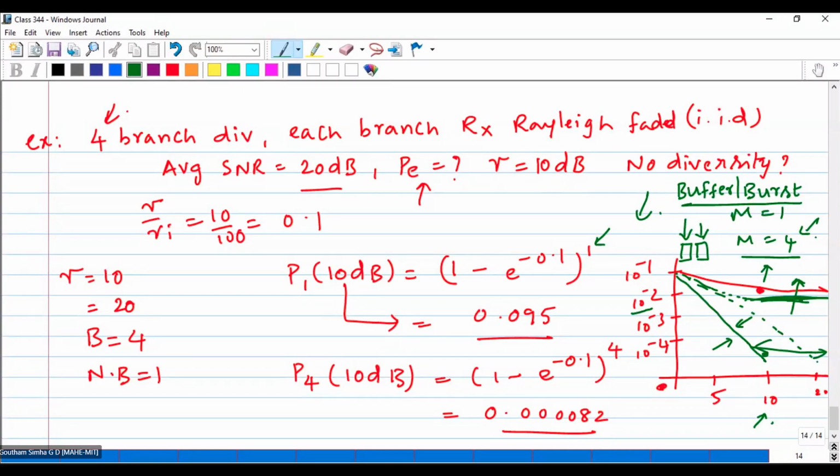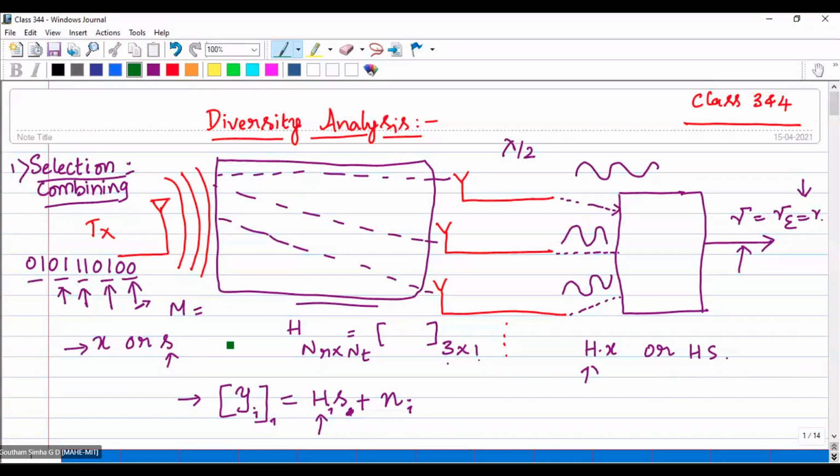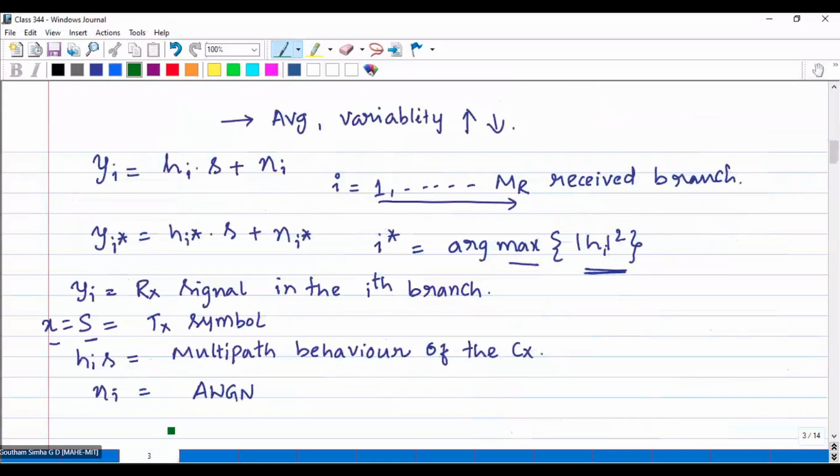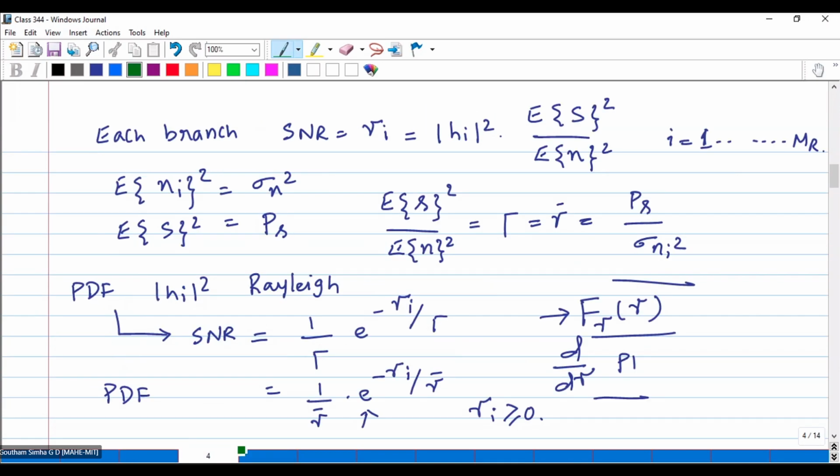What have you understood in this class? A little bit of work is required in selection combining. Selection combining selects the highest possible SNR from all the branches. It selects the highest average SNR from the threshold that has been set. And the argument |h_i|^2 has to be maximized. That's why it is shown as i conjugate equal to argmax of |h_i|^2.